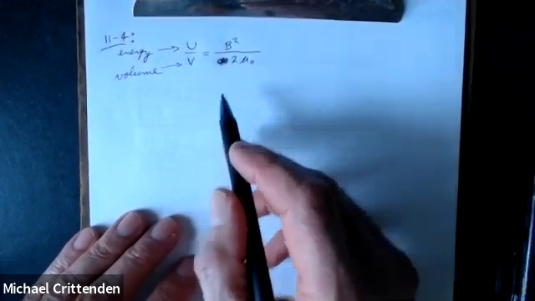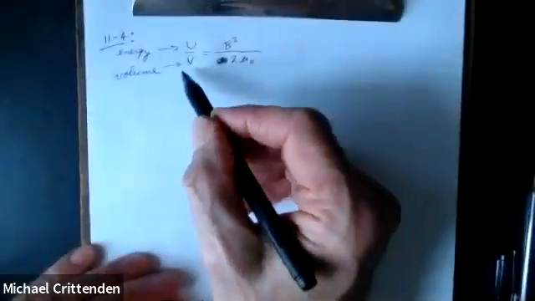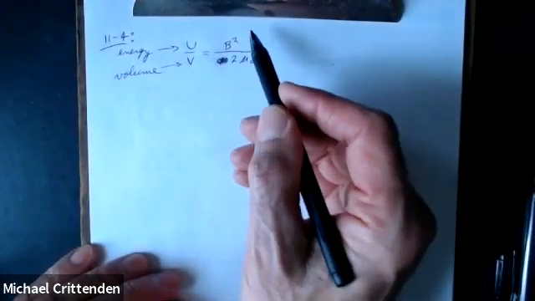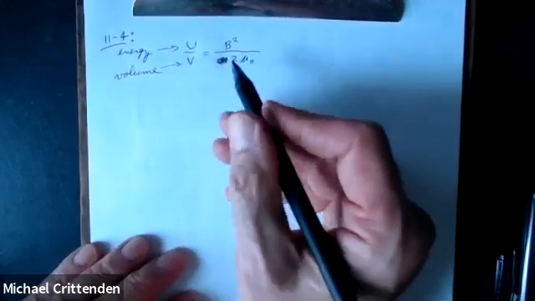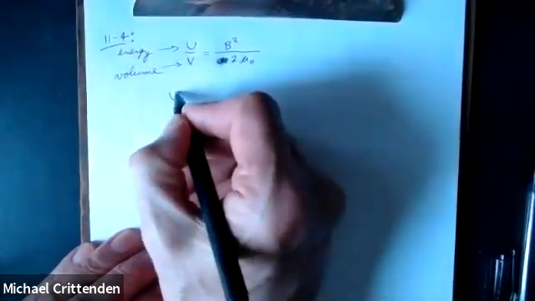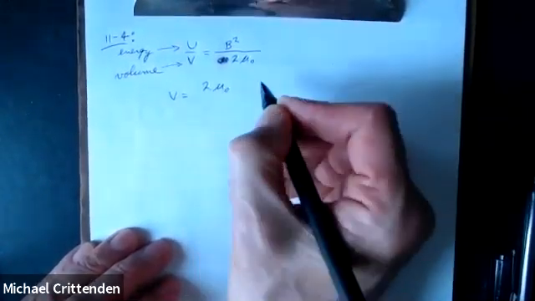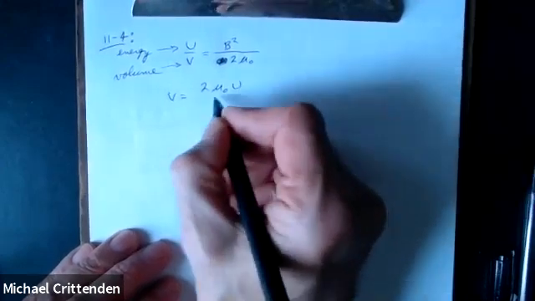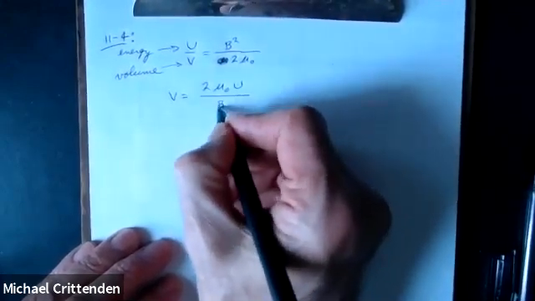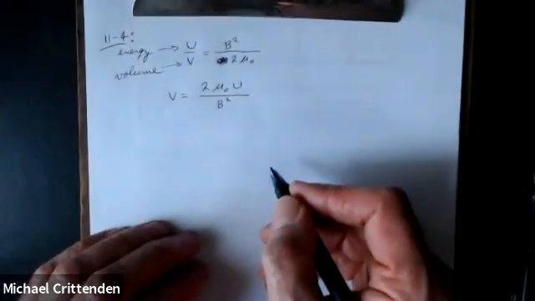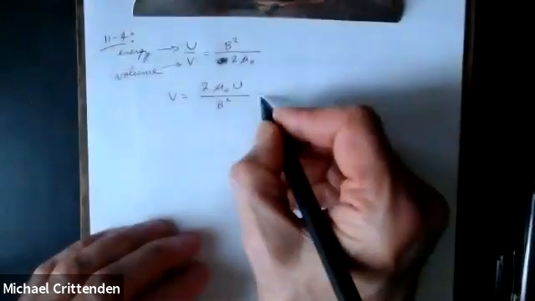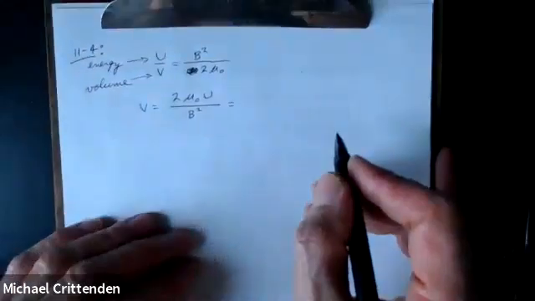And how much volume contains 1 joule? We want to solve for V. So rearranging a little bit, you multiply both sides by V, you divide both sides by B squared, you do a bunch of stuff like that, and the volume is going to be 2 mu naught times U over B squared. Fill in numbers, punch it up. That's all there is to this one.